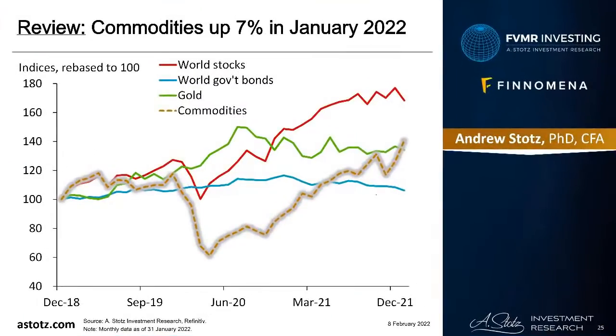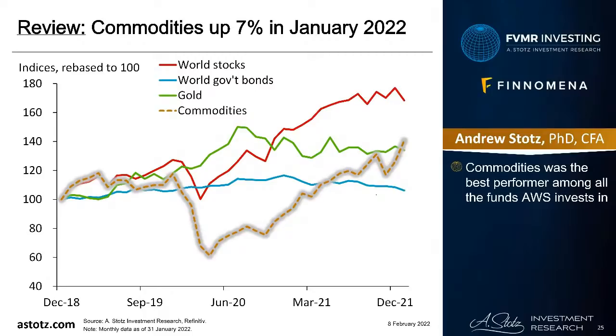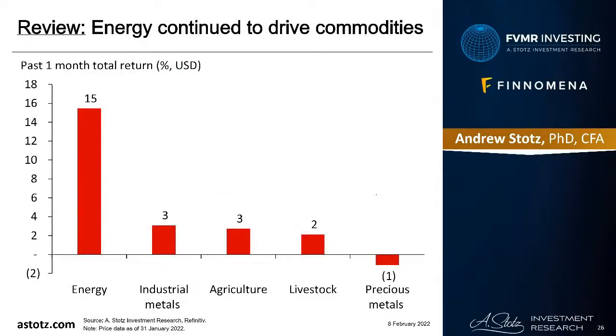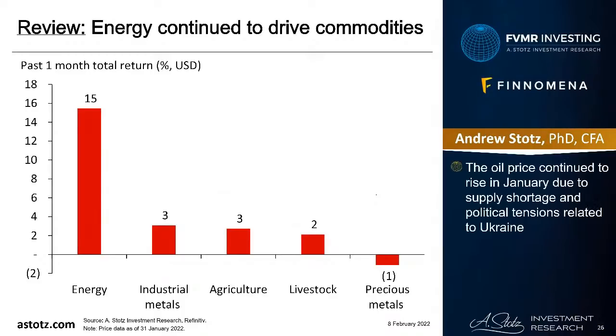Commodities were up 7% in January 2022. You can see right here. Basically, it was the best performance among all of the funds that AWS invests in. Here we can see the commodities is being driven a lot by energy for sure. That's a major driver, oil price, gas price.